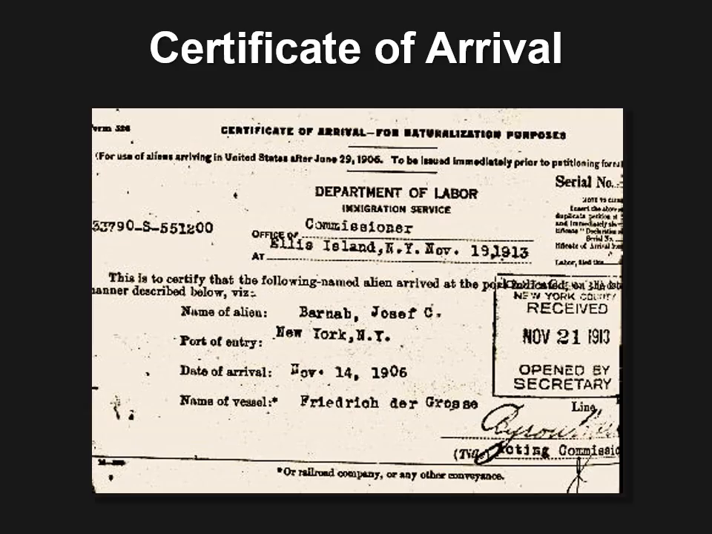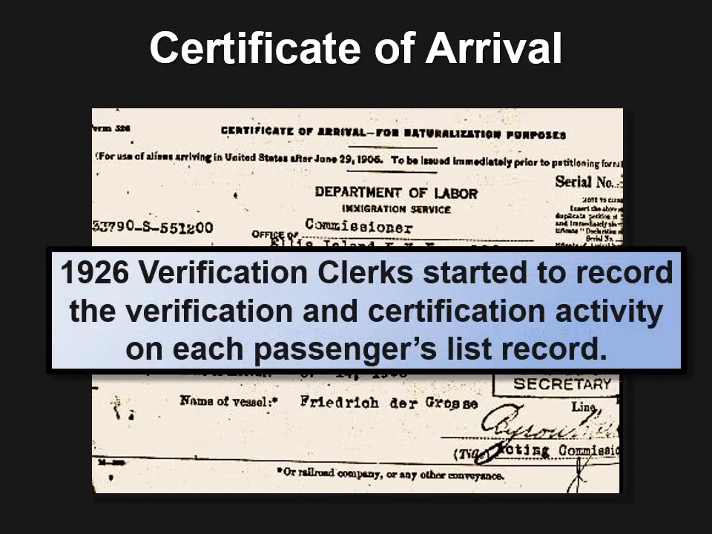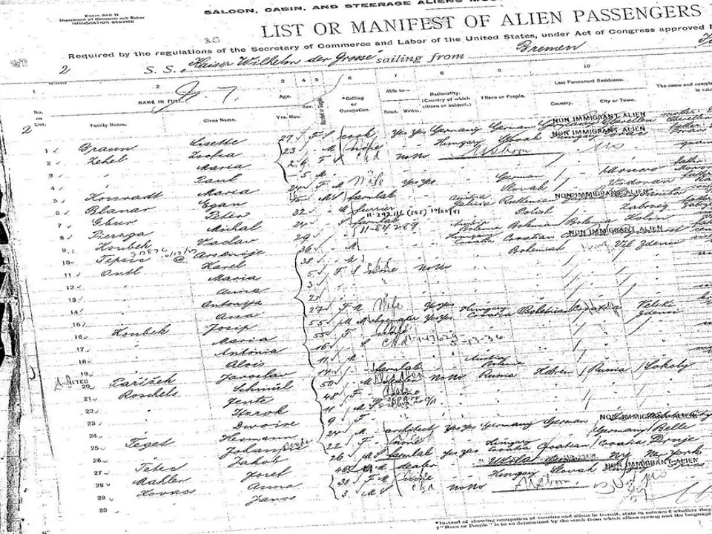And here's what a certificate of arrival looks like. This is actually from my grandfather. There was so much fraud going on, by the way, that in 1926 they required the verification clerks that went through the manifest to actually record on the manifest what their activities were. And this picked up in the 1930s, early 1940s. So I'll give you an example here.